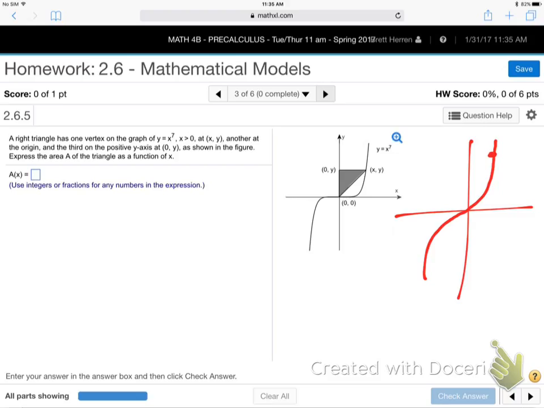Like say you stop here. Go straight over, straight down, make a triangle. What's the area of that triangle? So every stopping point will have a triangle. If you want one further up, you go straight over, straight down, diagonal, make a triangle.